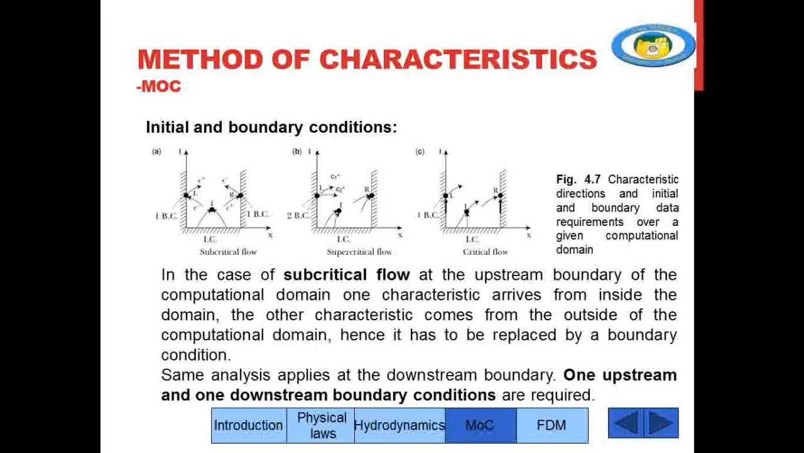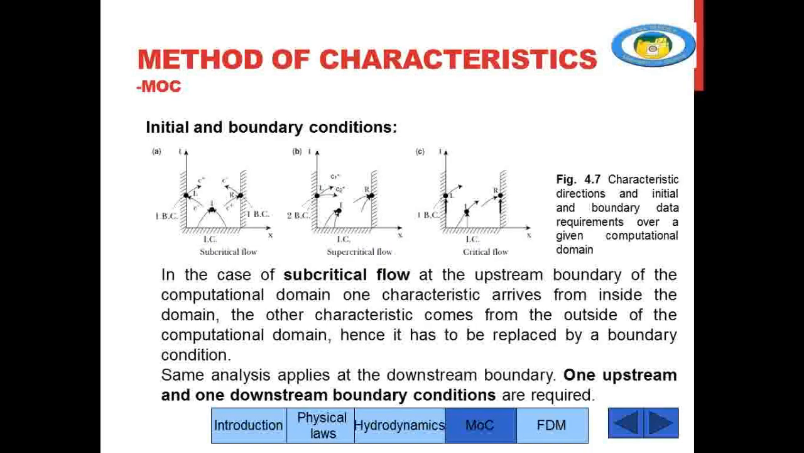one characteristic would arrive still from inside the domain, which is C plus, but C minus has to come from outside to be able to determine the flow characteristics at R. So we need to have one characteristic from inside and one characteristic from outside. And this has to be replaced by a boundary condition, a downstream boundary condition. So for subcritical flow, we need one boundary condition in the upstream and one boundary condition in the downstream.